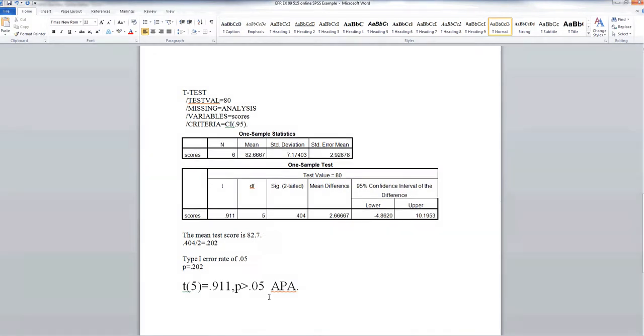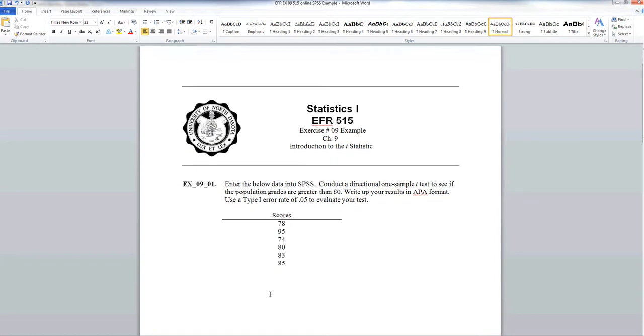So go ahead and run that one-tailed test, that one-sample directional test, and go ahead and upload it for exercise 9. Thank you.